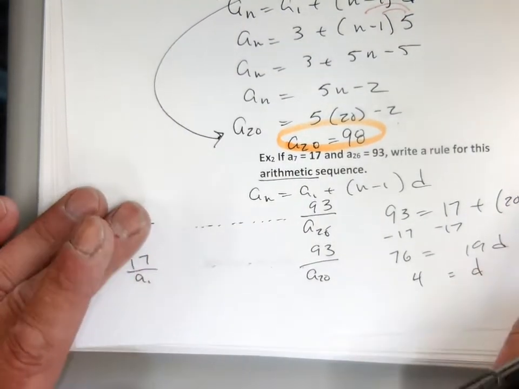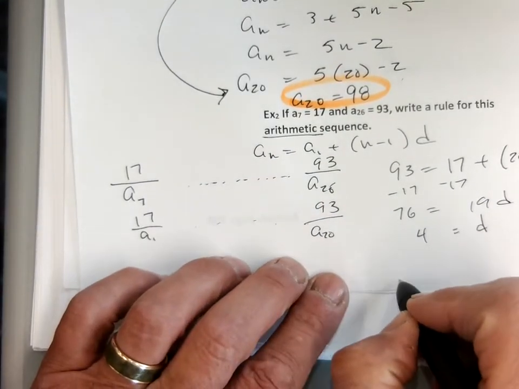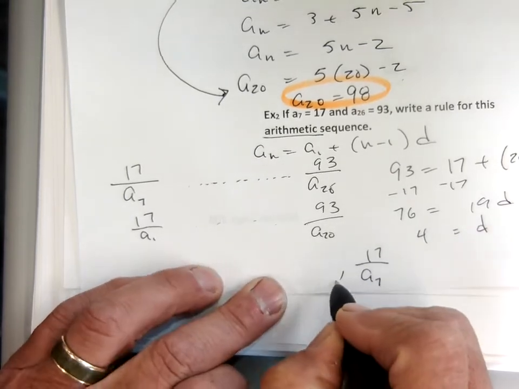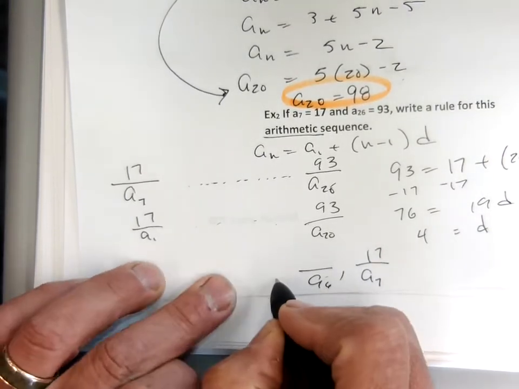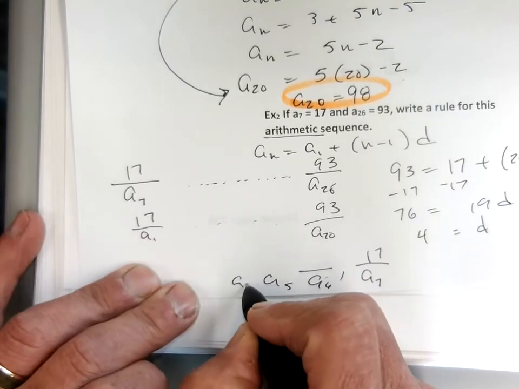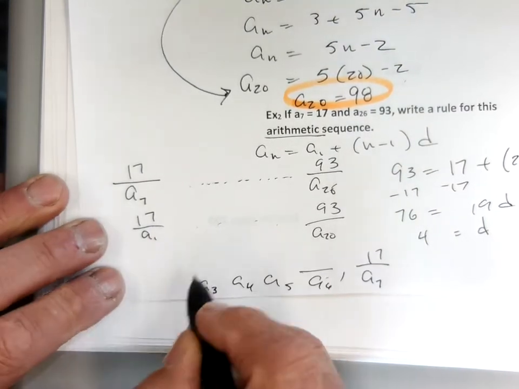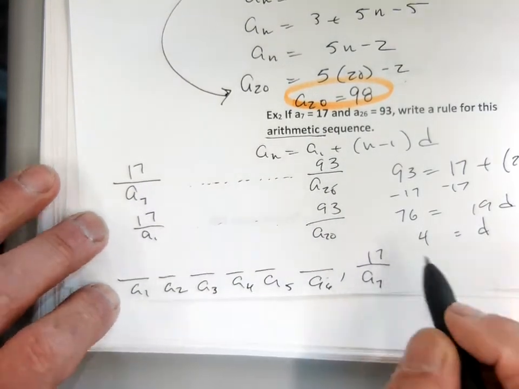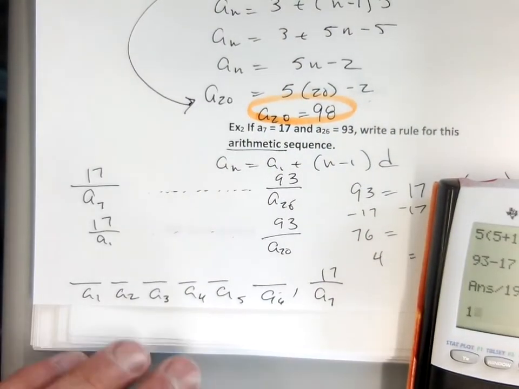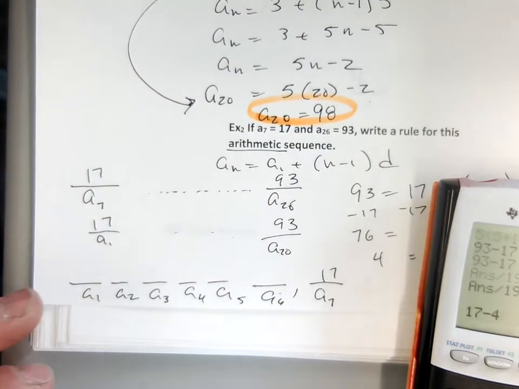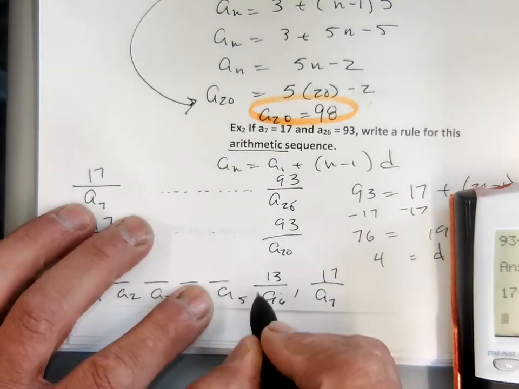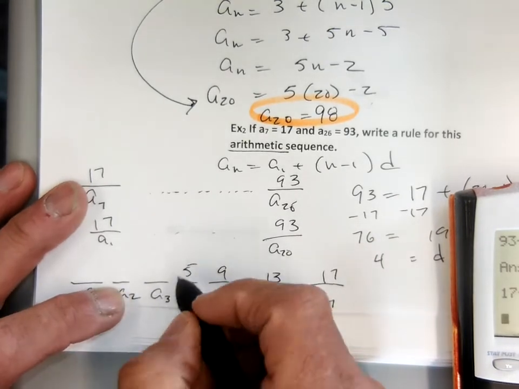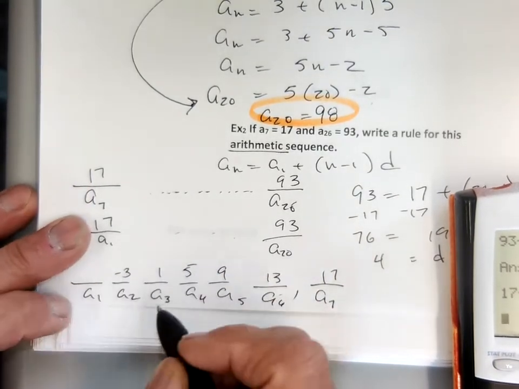So if I know that A7 is 17, then A6, A5, A4, A3, A2, A1. Let's find out. So 17 minus 4, right? Because I'm going back 4. 13 minus 4 makes 9. Minus 4 makes 5. Minus 4 makes 1. Minus 4 makes negative 3. Minus 4 makes negative 7.